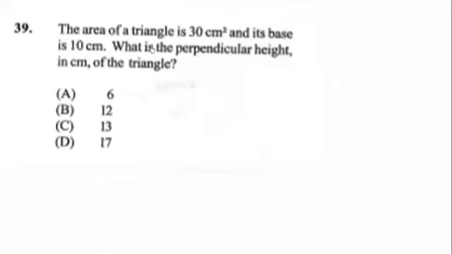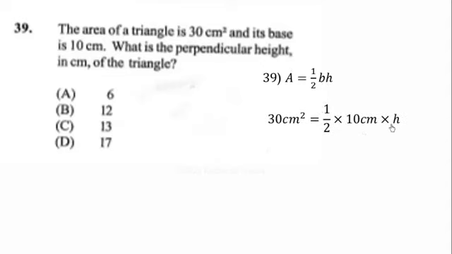The area of a triangle is 30 centimeters square and its base is 10 centimeters. What is the perpendicular height in centimeters of the triangle? We know the area of a triangle is given by area equals half base times perpendicular height. Now we're given the area to be 30 and the base is 10. So we substitute to get 30 centimeters square equals half times 10 times the height.